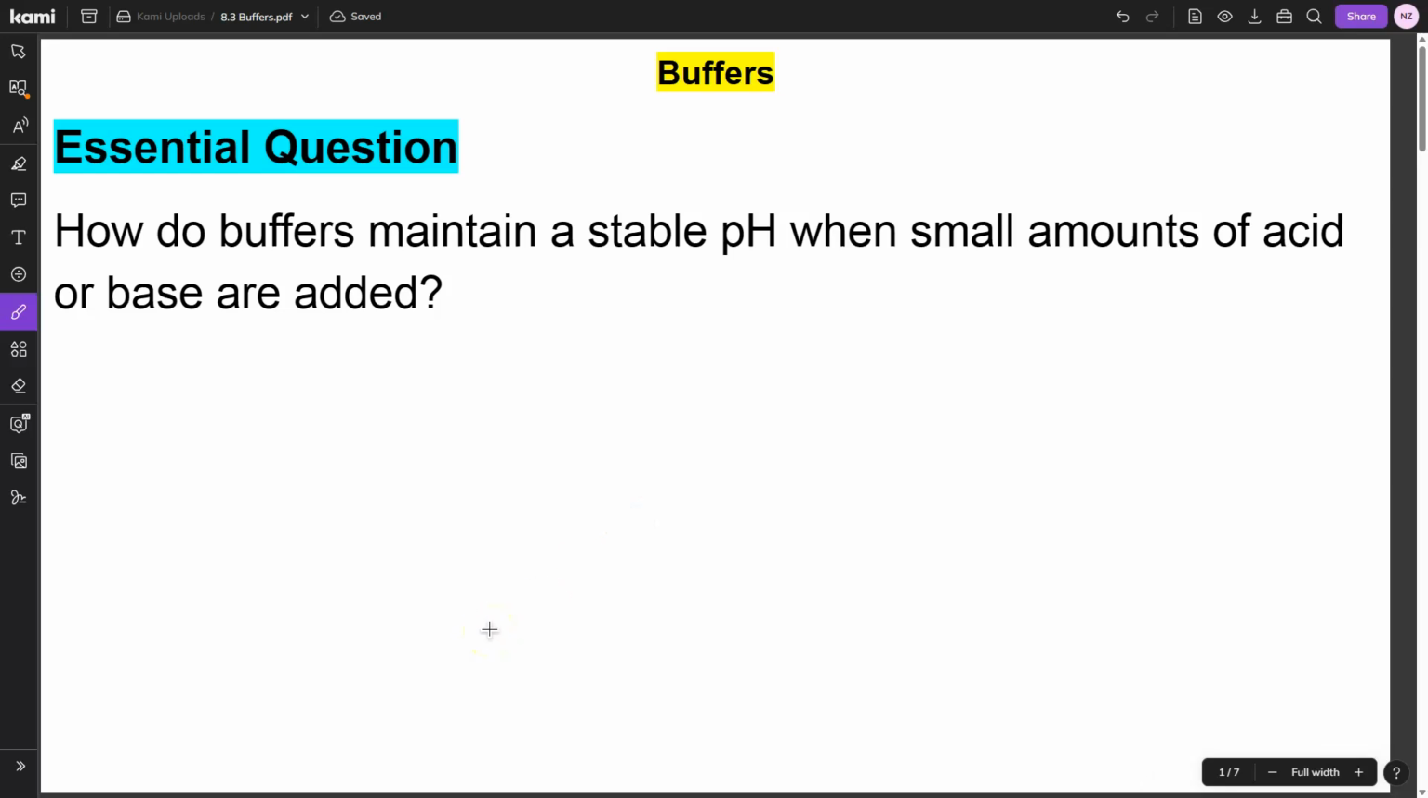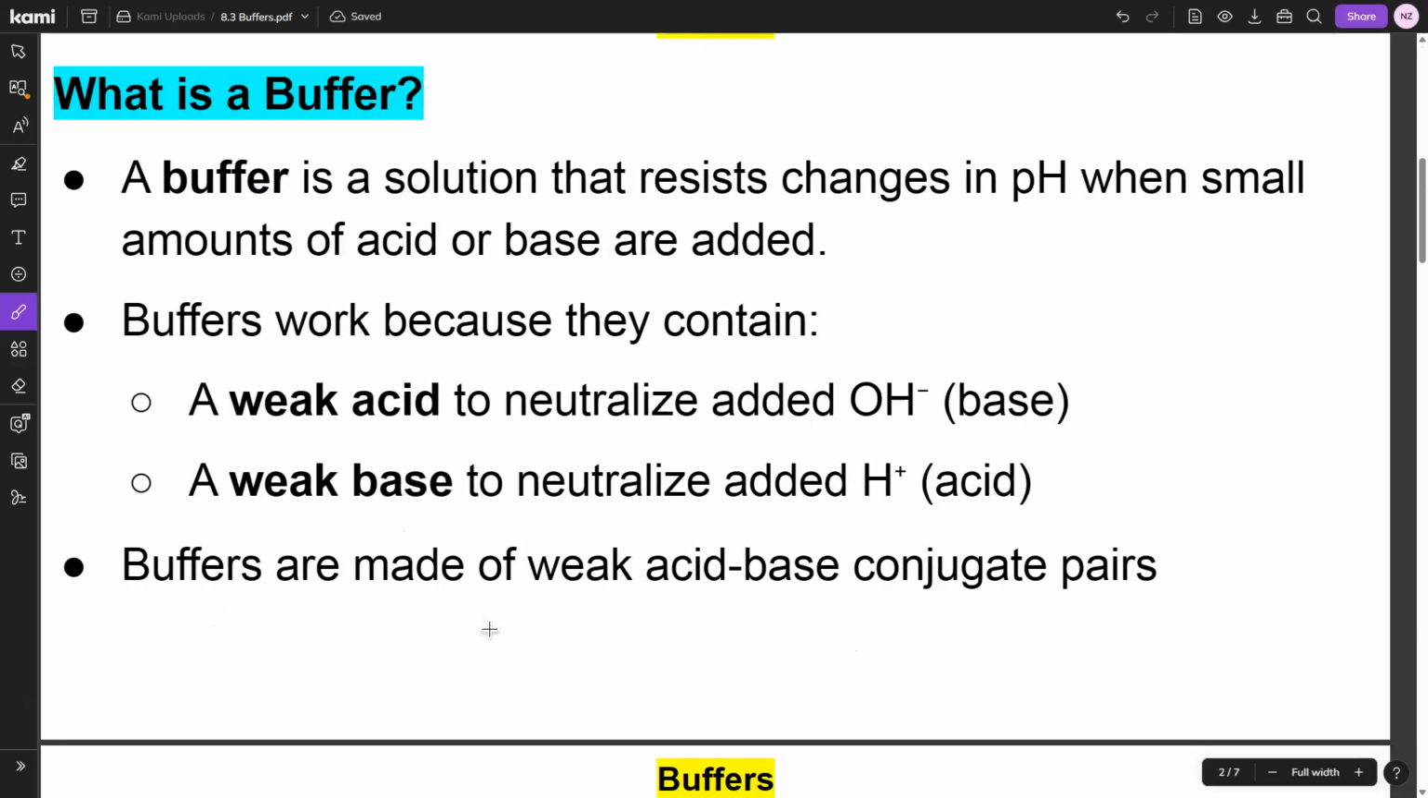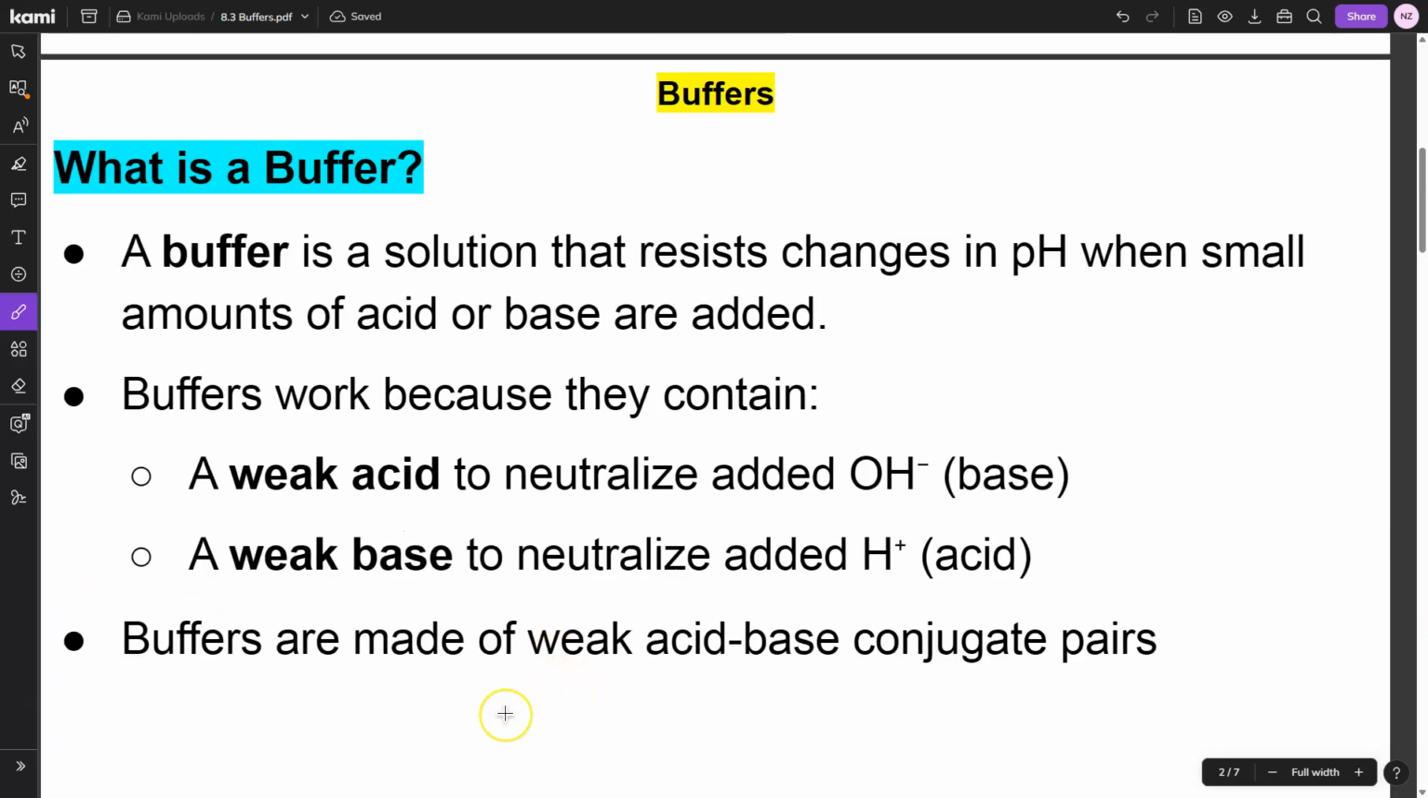In this video, we're going to go through buffers. We're going to answer the essential question: how do buffers maintain a stable pH when small amounts of acid or base are added into the system? So a buffer is a solution that resists changes in pH when small amounts of acid or base are added.